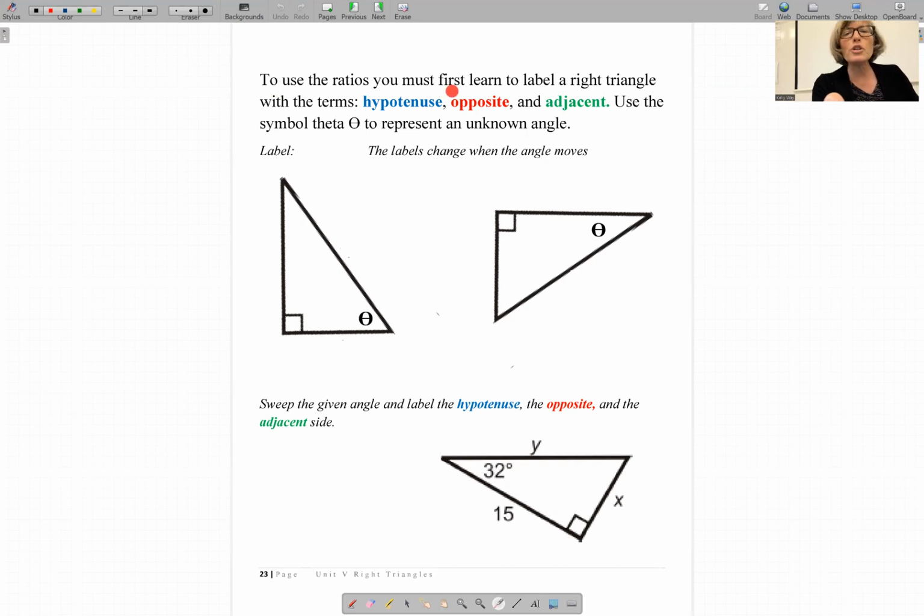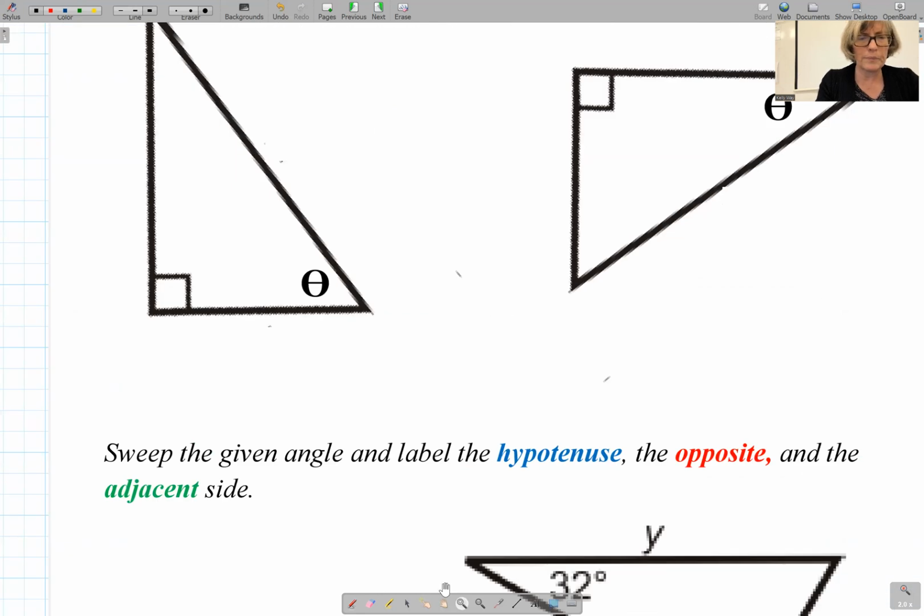But to use the ratios, you must first be able to label a right triangle with these terms: hypotenuse, opposite, and adjacent. We're going to use this symbol theta to represent an unknown angle, just like you use X to represent an unknown number. In geometry and trigonometry, we use theta for angles. Let me show you what I mean here.